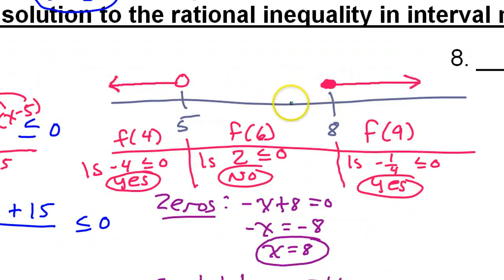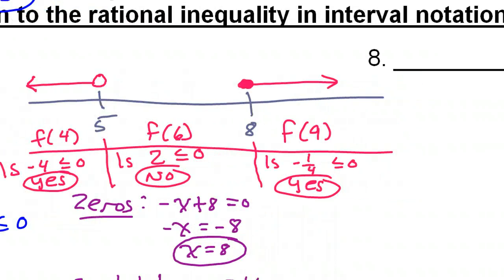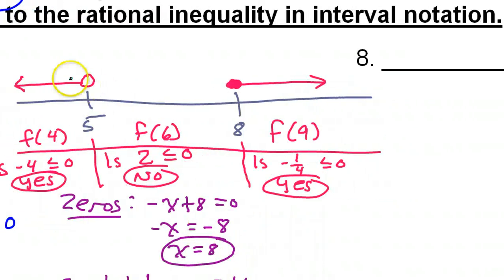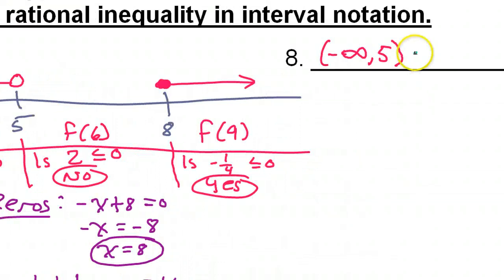So there's my graph, and now it's time for some nice interval notation. So negative infinity to 5, we'll start off with that: negative infinity to 5, round parenthesis, because it's an open circle, not included. And since I have a whole other branch coming, I'll have to say union.